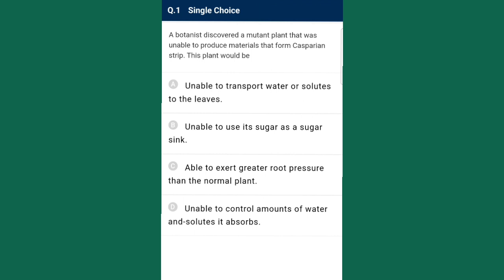Question number 1. A botanist discovered a mutant plant that was unable to produce materials that form Casparian strip. This plant would be: water in root moves through three pathways such as the apoplast pathway, symplast pathway and transmembrane pathways. Munch coined the term apoplast and symplast. So the answer for this question is option D. Unable to control amounts of water and solutes it absorbs.